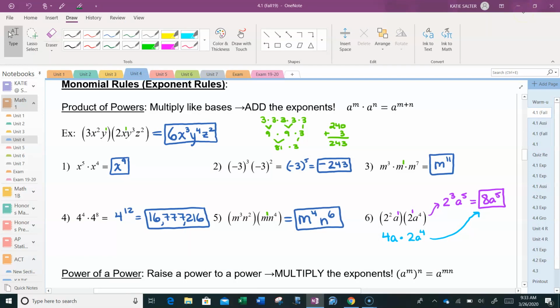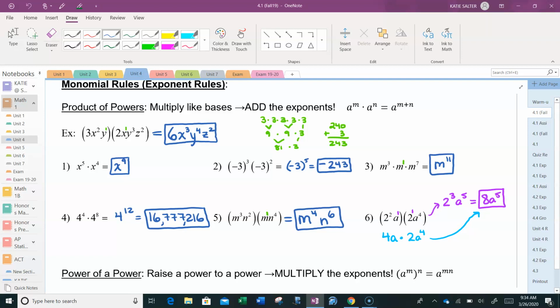All right, for the next one, we should have m to the 4th, n to the 6th. And then the last one, if we did it with exponent rules, 2 squared times 2 to the 1st is 2 cubed. A to the 1st times a to the 4th is a to the 5th. And then 2 cubed, that's 2 times 2 times 2. So 2 times 2 is 4, and then 4 times 2 is 8. So that gives us 8a to the 5th.